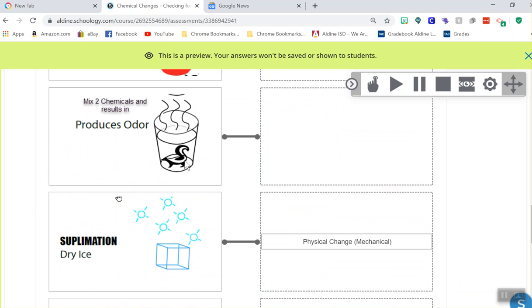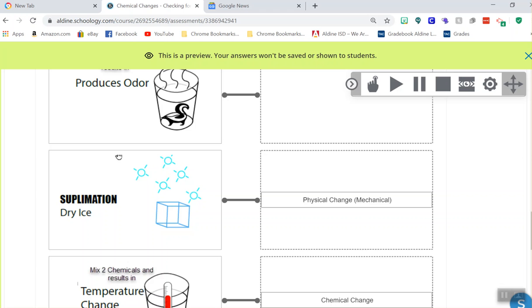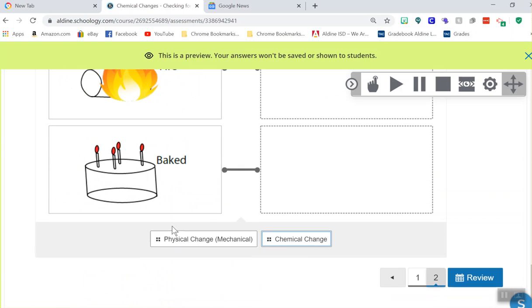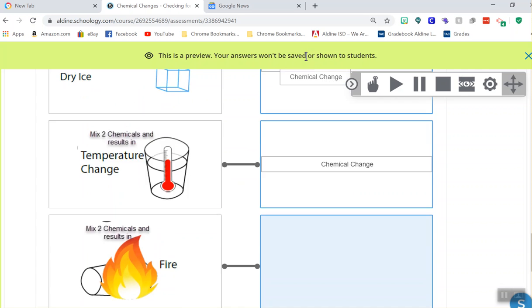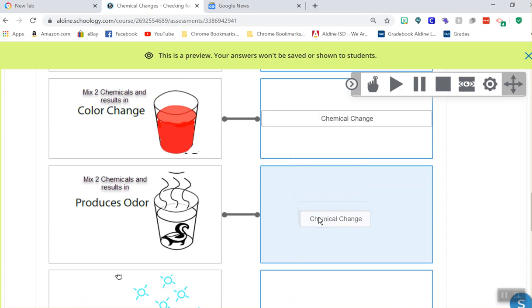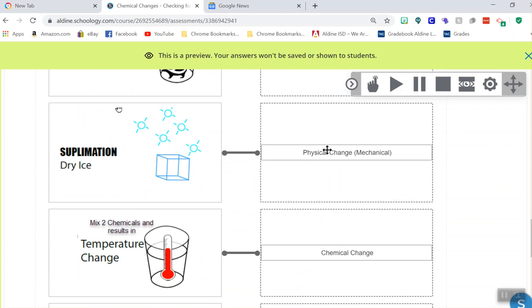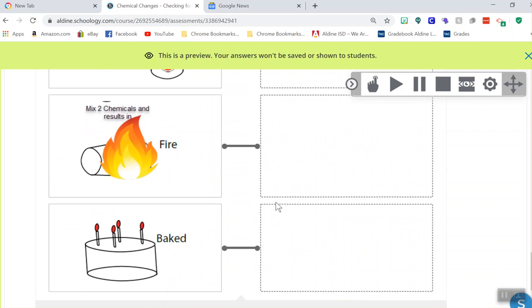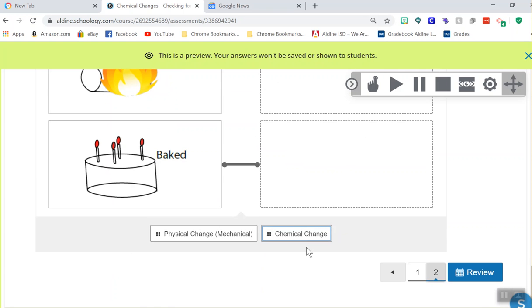We mix two things together and there's an odor. Like for example, you put your feet into your shoes and there's an odor. Is there a chemical change occurring? Yes, because if there's an odor, it's a sign of chemical change. Okay, we did sublimation, that's dry ice. And these two, okay, anything cooked is chemical.